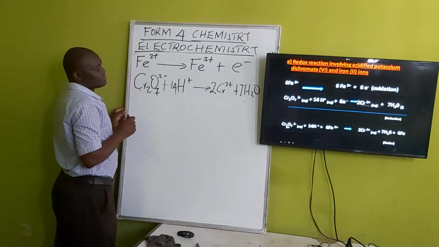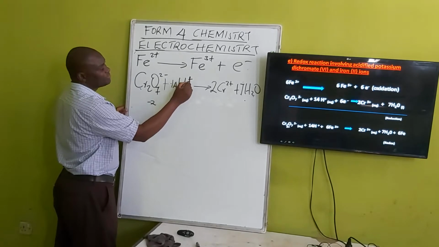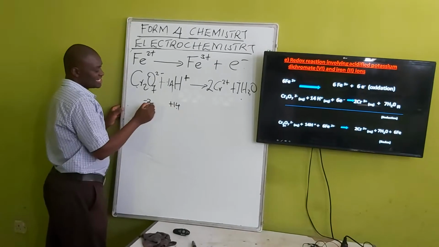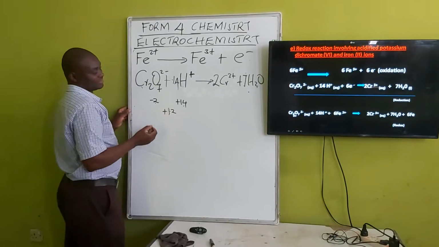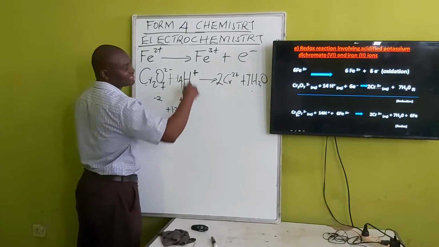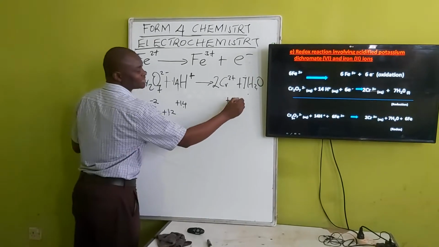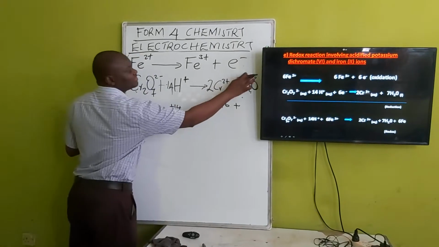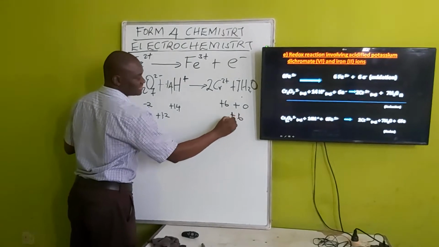Then lastly, you must also balance the charges. This side we have -2. Here this is +1 times 14, +14. +14 minus 2 is +12. So on the reactant side, we have 12 positive charges. We move to the other side: 2 times +3 is +6, and 7 water, having 0 charge because it is a molecule, gives 7 times 0, which is 0. Now the overall charge on this side is +6.